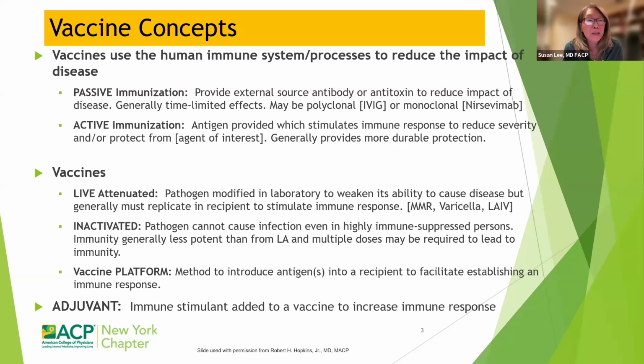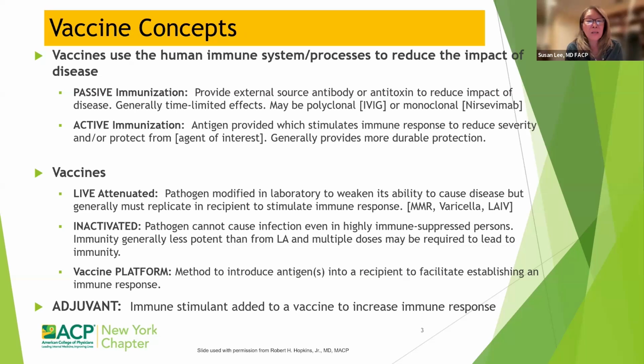Vaccines are an amazing thing. Vaccines allow us to use the human immune system to reduce the impact of disease. There are two ways to think about immunization. There's passive immunization, which is basically when an external source antibody or antitoxin can reduce the impact of disease. This may be polyclonal, for example IVIG, or monoclonal. And then active immunization, which is basically when you introduce an antigen which stimulates the immune response. This generally provides a more durable protection.